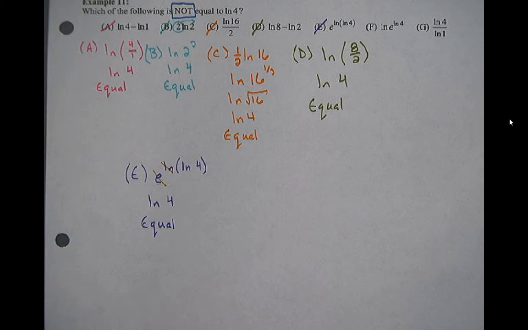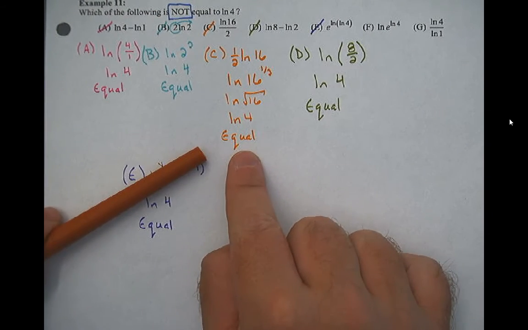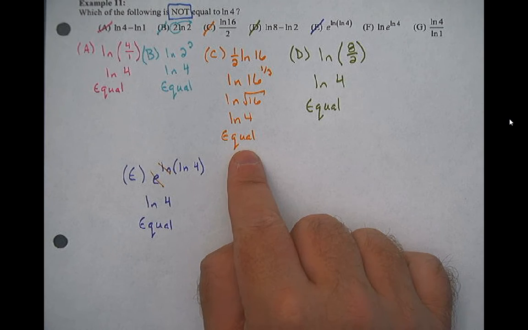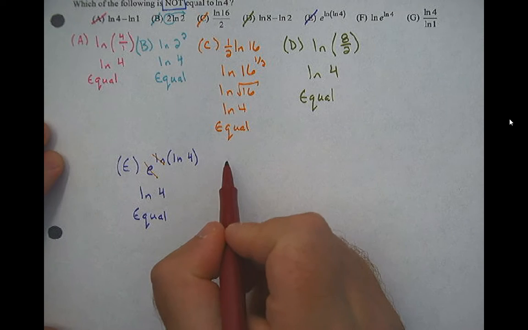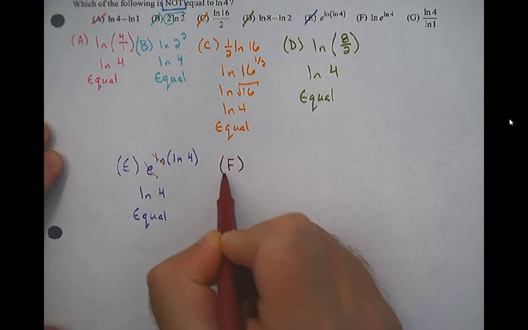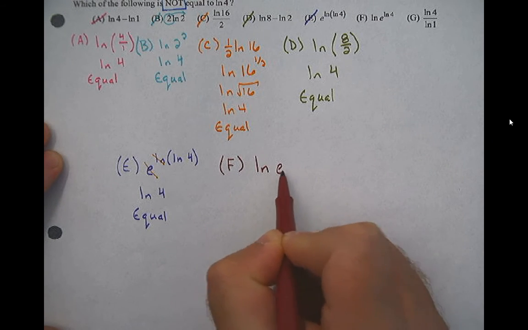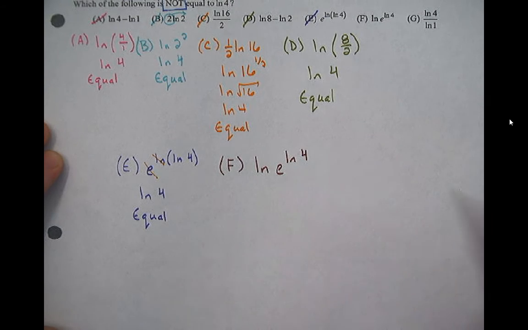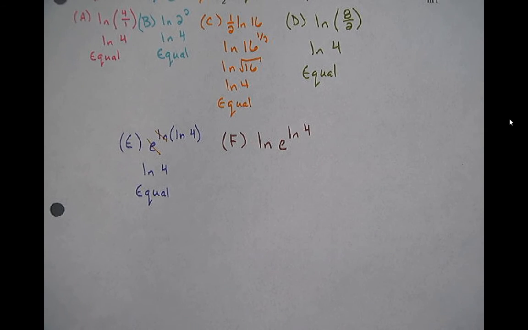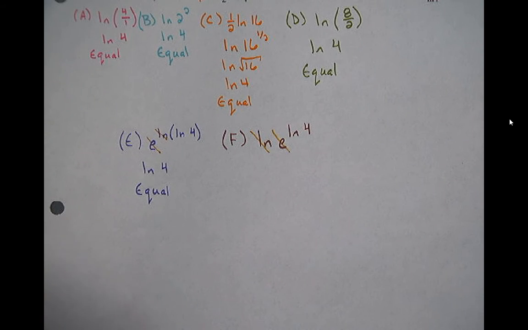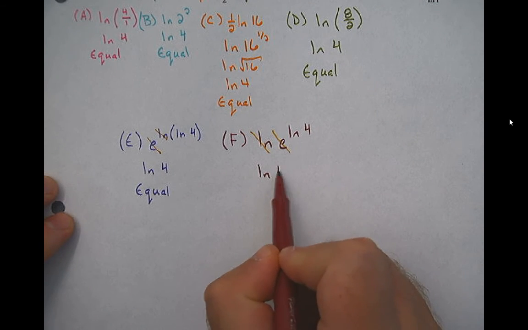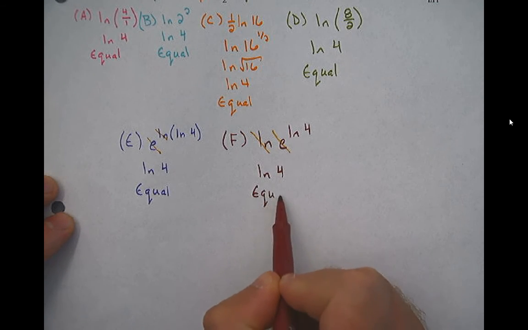I'm running out of colors here. Let's go with brown, I guess. Brown right underneath the orange? I don't think so. How about this red thing? So F, natural log of e to the natural log of 4. Here we go again. Who is the natural enemy of natural log? Natural log and e to the undo each other, and we're left with natural log of 4. So that one is equal.